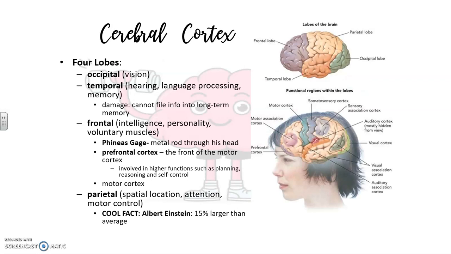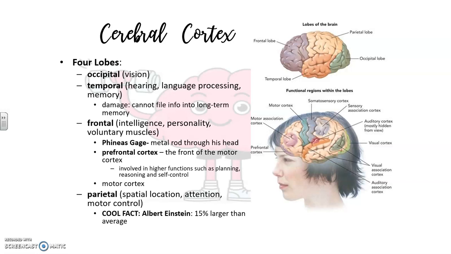So again, occipital lobe, vision; temporal lobes, hearing, language processing; frontal lobe, intelligence, personality. Phineas Gage, we're going to watch a quick video on him. He had a metal rod through his head. He lived for a while. But since it did go through his frontal lobe, some of the things that the frontal lobe controls didn't work how they should, like in a normal human.